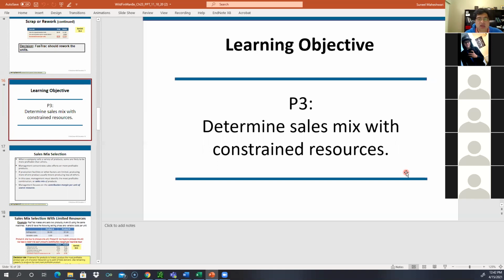However, if there is a constraint, for example, if there is a machine hour constraint, labor hour constraint, or any such constraint, then you maximize the contribution margin per unit of constrained hour.